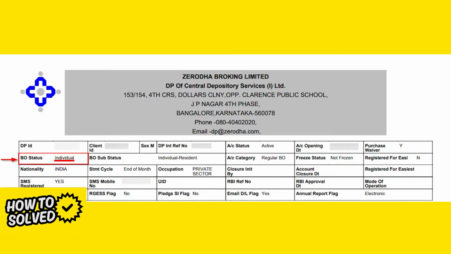Shares can be transferred from other brokers to Zerodha in two ways. The first one is closure cum transfer. In this case, the demat account will be closed and the securities will be transferred to the Zerodha account.